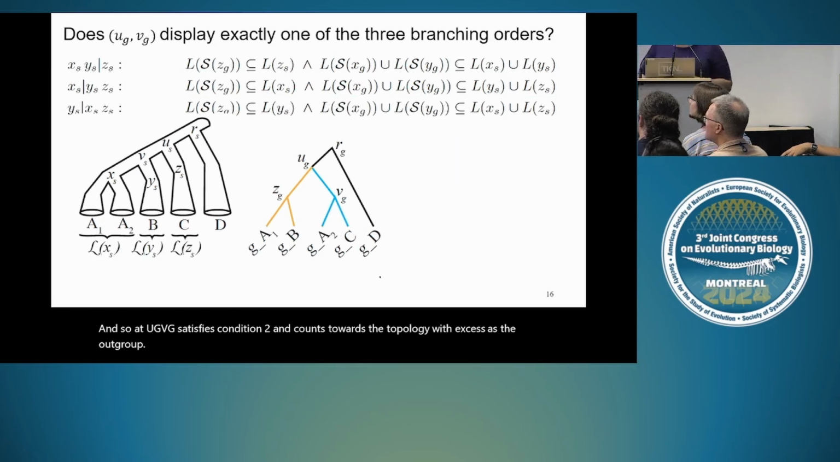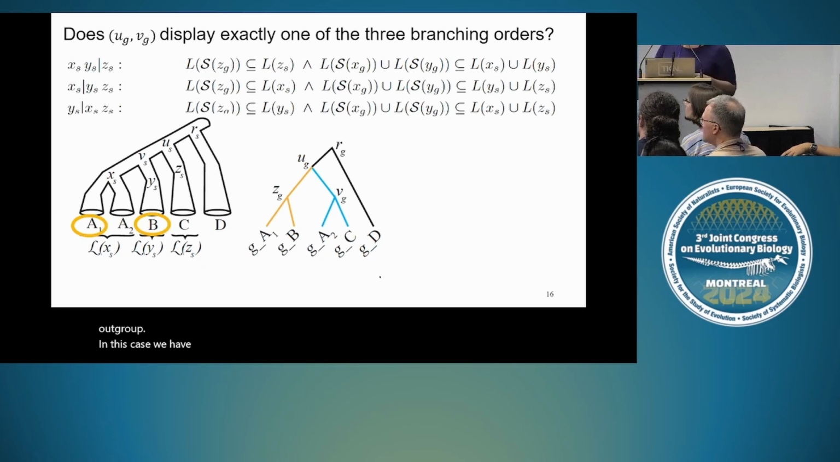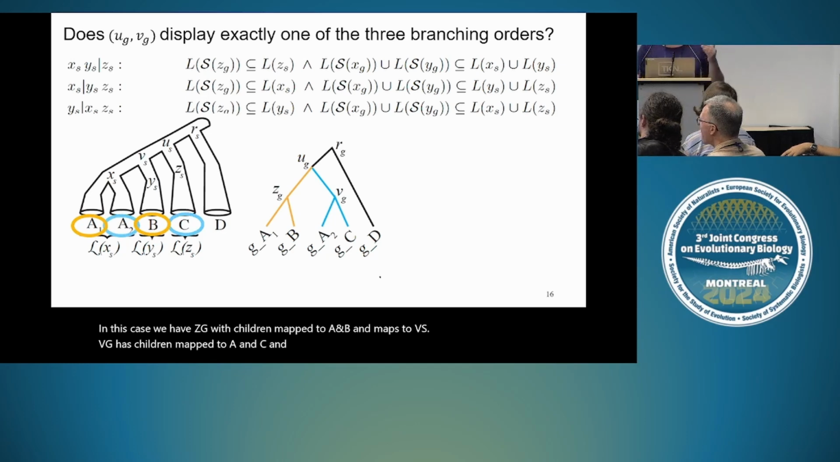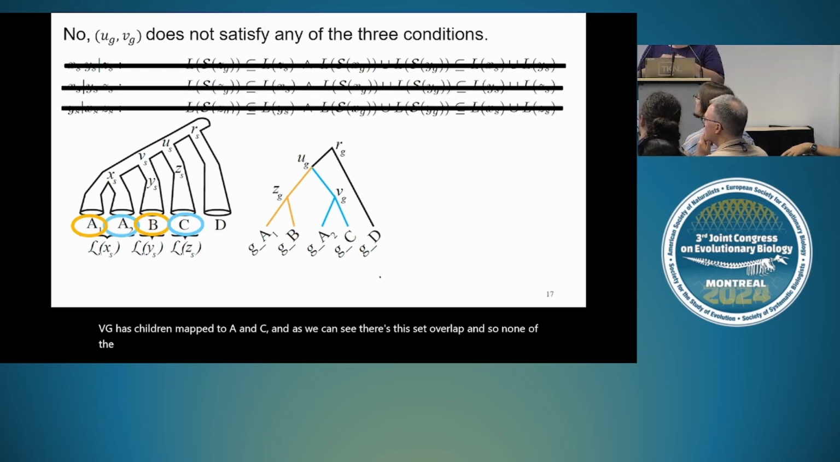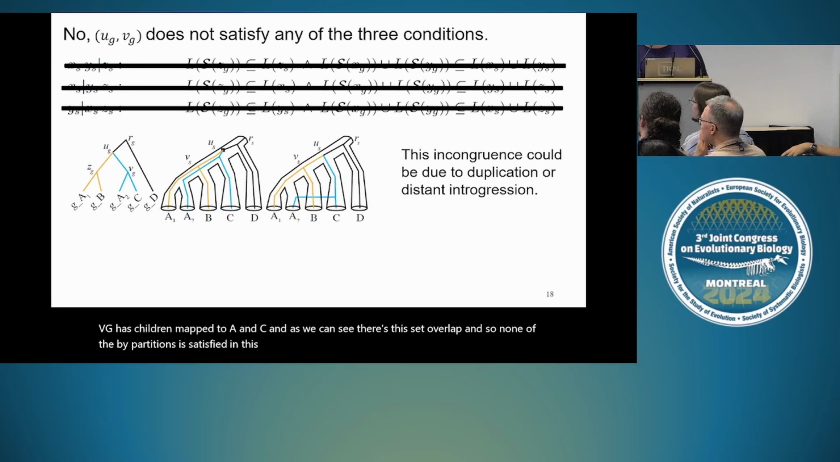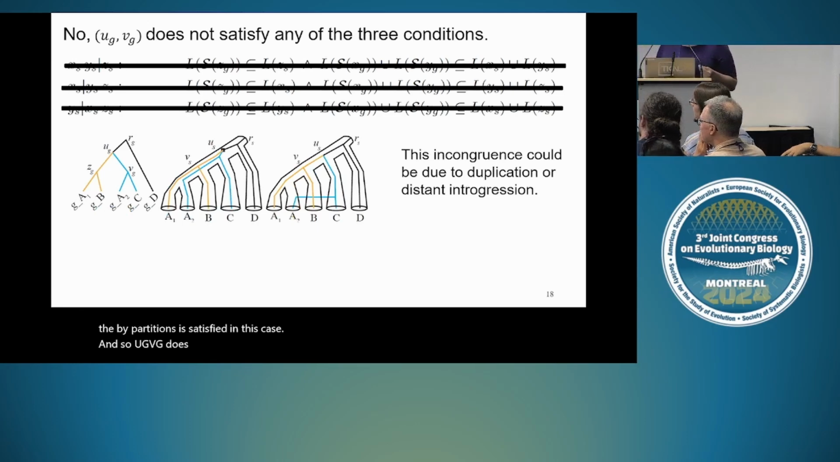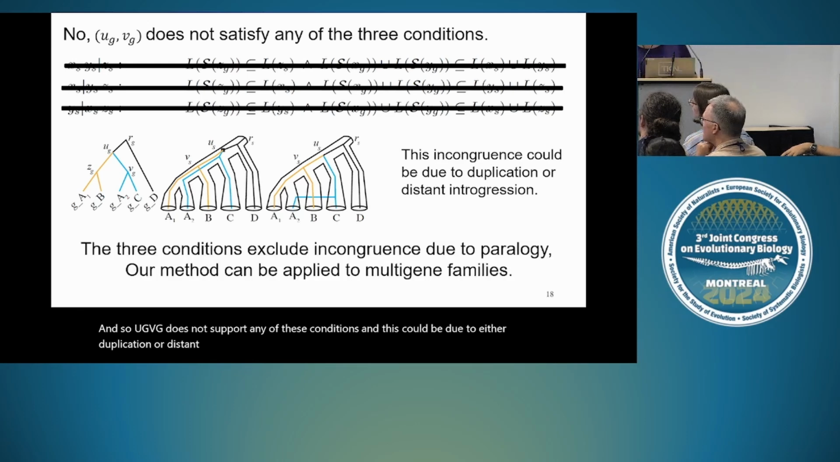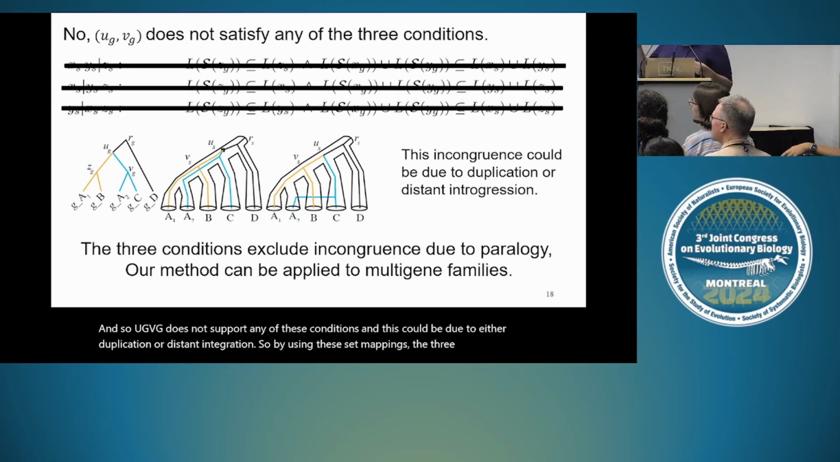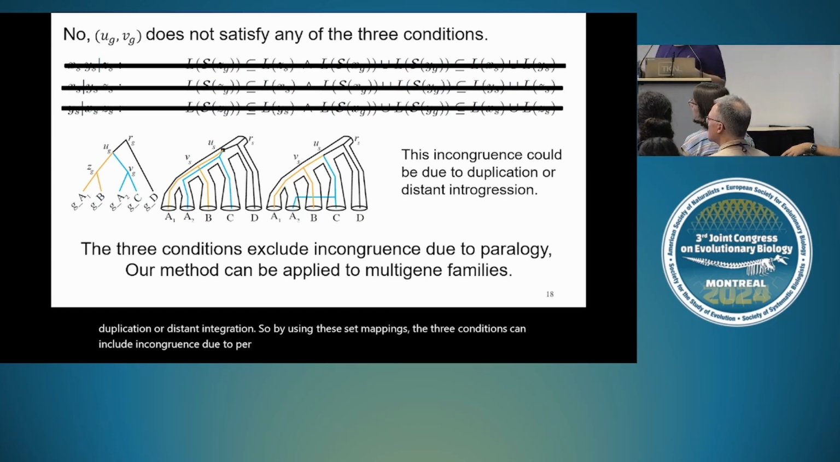In this case, we have ZG with children mapped to A and B, and it maps to VS. VG has children mapped to A and C. As we can see, there's this set overlap, and so none of the bipartitions is satisfied in this case. And so UGVG does not support any of these conditions, and this could be due to either duplication or distant introgression. So by using these set mappings, the 3 conditions can account for incongruence due to paralogy, and our method can be used with multi-gene family trees.